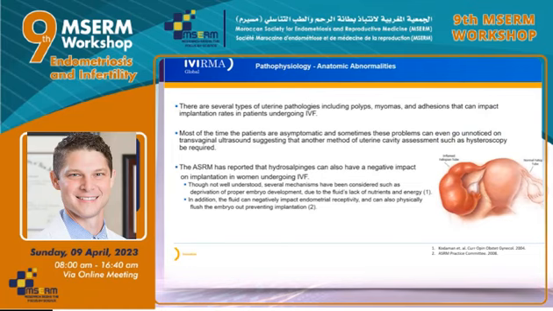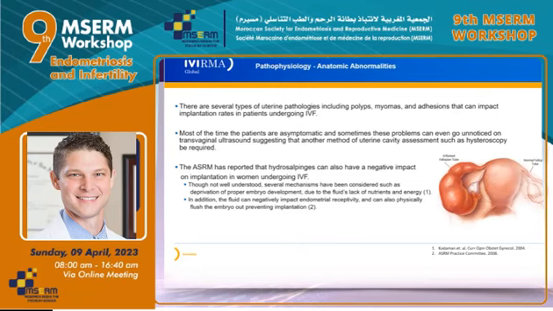Just to briefly touch on anatomic abnormalities, of course, we know that uterine pathologies can assuredly cause implantation failure. These are things like polyps, myomas, and adhesions. Most of the time, these can go unnoticed at the time of standard 2D transvaginal ultrasonography and often would require additional investigation with a saline sonogram or the gold standard hysteroscopy.